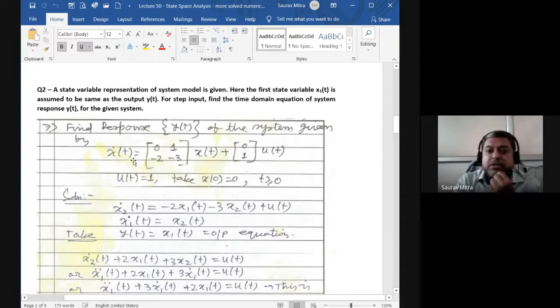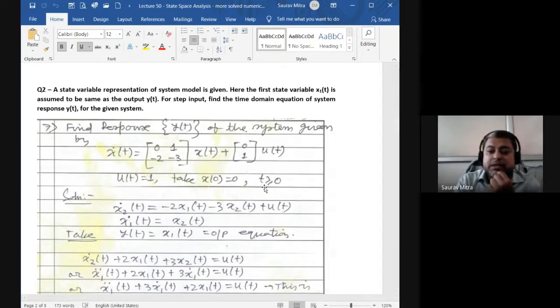And what is x2 dot t? X2 dot t is minus 2x1t minus 3x2t plus ut. Okay, so this is how the system has to be read. And yt is equal to x1t, because it is already mentioned in the numerical that output is x1t, which means that C matrix is 1 comma 0. There is no D matrix.